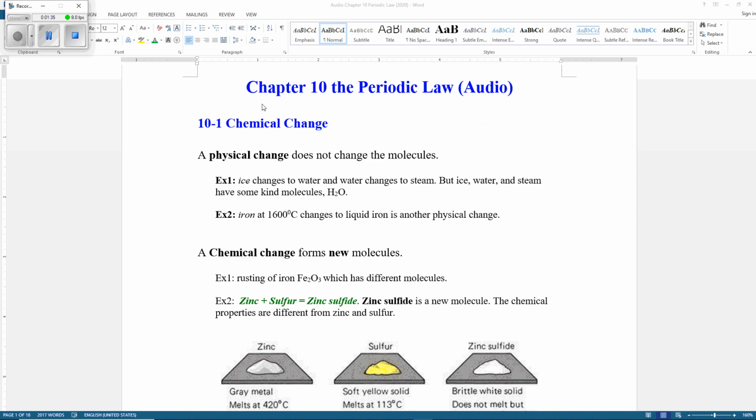Okay, so now we start chapter 10, periodic law. So we start chemistry, and in chapter 10 we're mostly going to discuss the periodic table of the elements, and we're going to study the chemical properties of different elements. In the first section we discuss what a chemical change is.